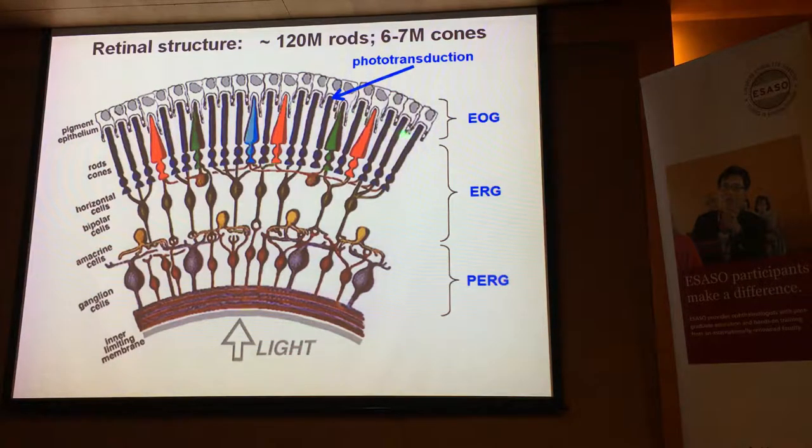Electrooculography tells us about the interaction between the photoreceptors and the retinal epithelium. Electroretinography, full field ERG, tells us about the photoreceptors and the inner nuclear layer, and the pattern ERG about the retinal ganglion cells.